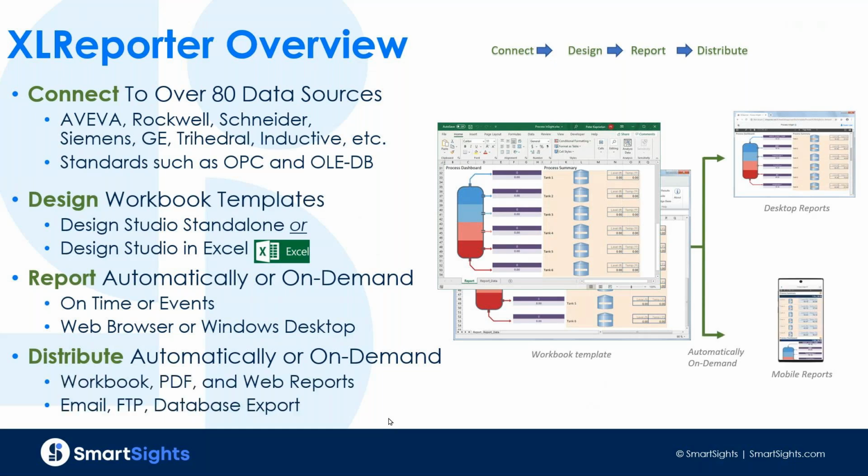Now, as I alluded to earlier, we can also distribute these reports automatically. They can be distributed in workbook form, as an Excel spreadsheet, if you will. It can be distributed as a PDF, and that PDF can be encrypted with a password. We can also export web reports so that you can populate a web portal. The distribution methods can be via email, or FTP if you want to populate another storage area within your organization. We can also generate data exports for a database.